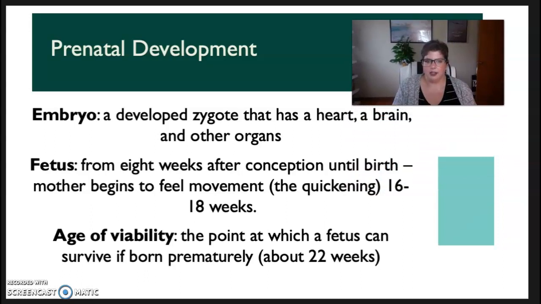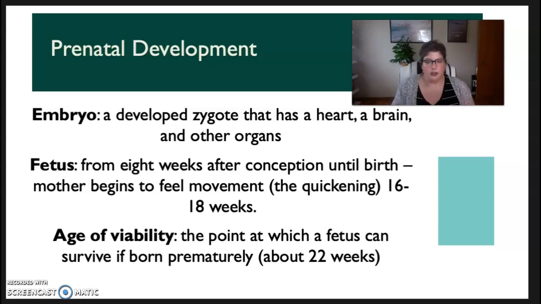And so then the next period after the first 2 weeks, it moves into being an embryo. This is where it starts developing a heart, a brain, other organs. That's up to 8 weeks. So from 2 weeks to 8 weeks is the embryo. At the end of 8 weeks, it's about 1 inch big. And then after 8 weeks until birth, it's called a fetus.